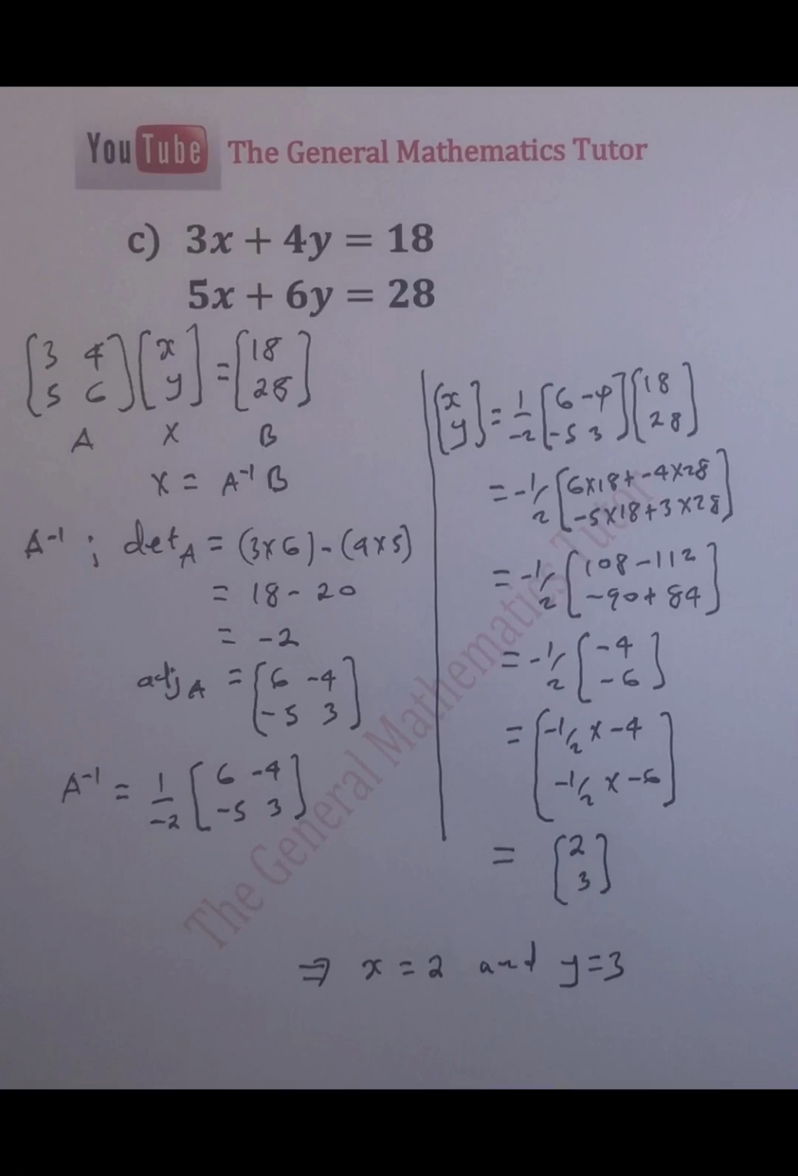Part D, 2m plus n is equal to 7 and 3m minus 2n is equal to 10. So the first thing is just to write these in form of matrices, where the first matrix is that of the coefficients, which is 2, 1, 3, negative 2. And the second matrix is that of the variables m and n. And the third matrix is that of the results, that is 7 and 10. The next is just to label them as A, X, and B. And for you to get X, just take the inverse of A times B.